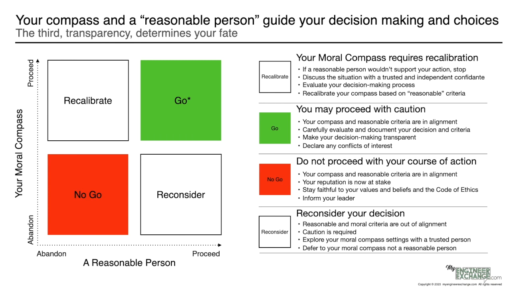And these are where your internal moral compass and the views of an external reasonable person are aligned. These are the easy ones. So if we get down to the bottom left-hand corner, you can see a reasonable person would reject or abandon your proposed course of action when faced with an ethical dilemma. And your moral compass also says, no, don't proceed.